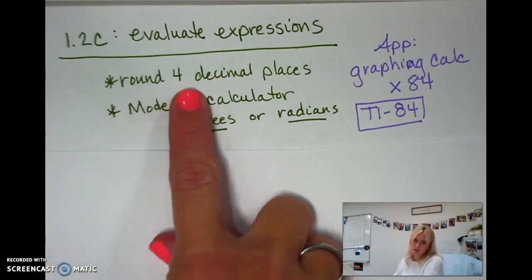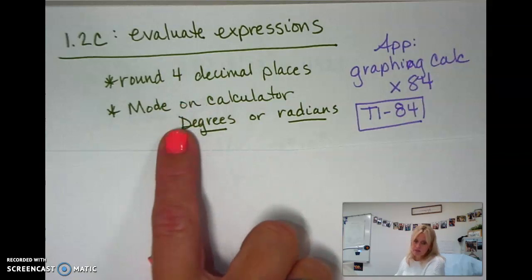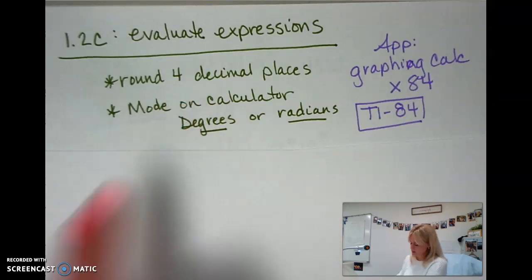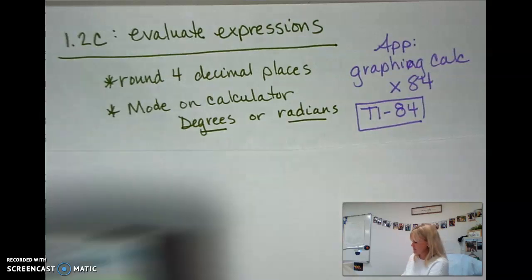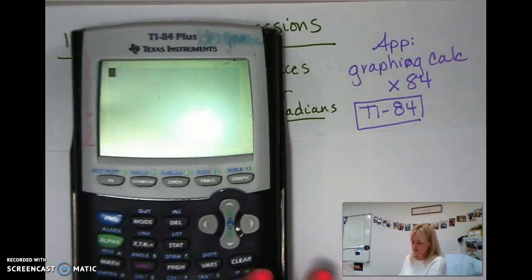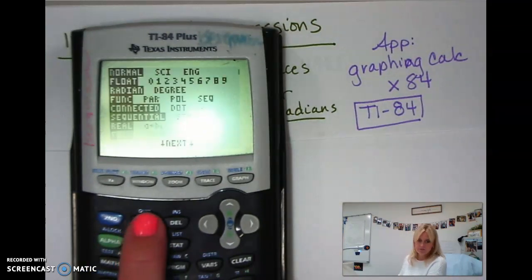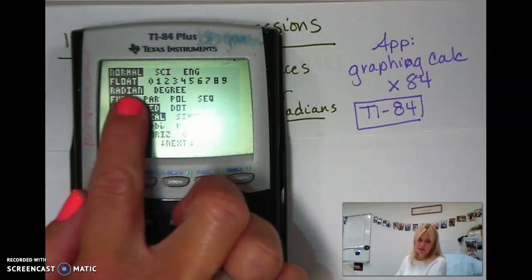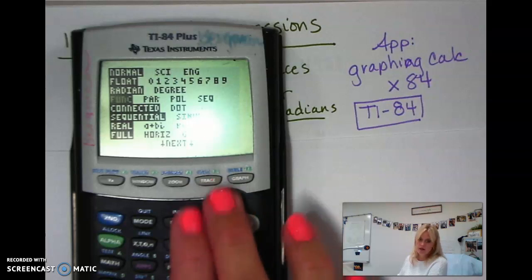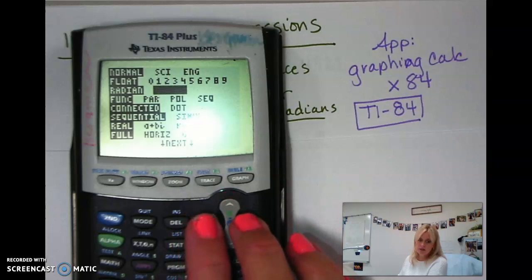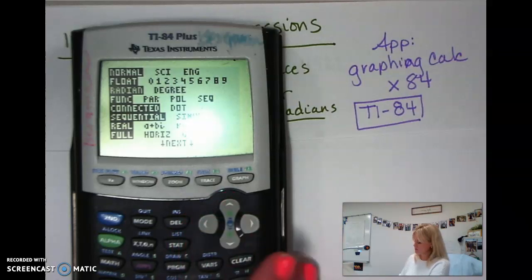Please round to 4 decimal places. And the biggest problem that most kids have is what mode your calculator is on. So before you start this, either A, have an actual graphing calculator, or B, download the app and use it during this lesson, okay? If you look at my actual calculator right here, there's a mode key, and it's highlighting radians right now, or I can move my arrow and highlight the degrees. So depending on what problem we're on, we're either going to have to be in radian mode or degree mode.